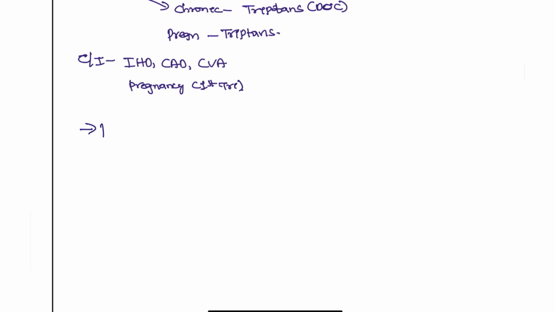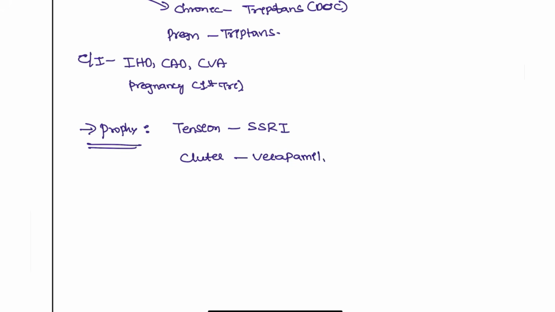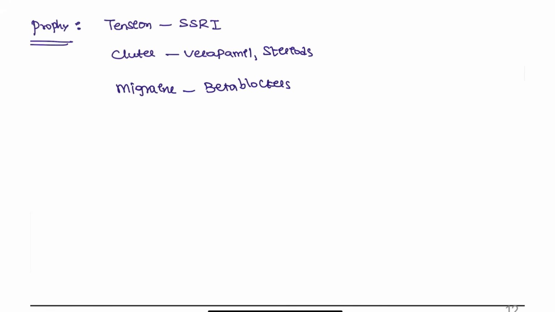Coming to prophylaxis, which is also important. For tension headache, it is SSRIs. For cluster headache, it is verapamil or steroids. Coming to migraine, the drug of choice is beta blockers such as propranolol, or you can also give topiramate, which is an anti-epileptic drug. Amitriptyline.